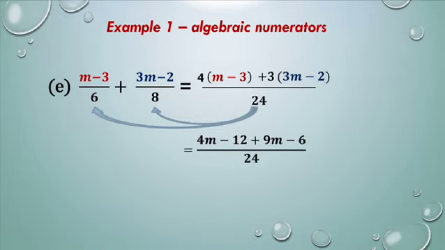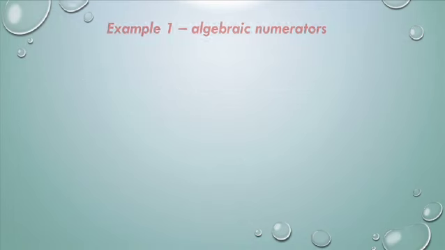Simplifying, expanding the brackets, will give me 4m minus 12 plus 9m minus 6, the whole of it over 24. Now again I add the like terms. 4m plus 9m, 13m, minus 12 minus 6, which gives me minus 18 over 24.